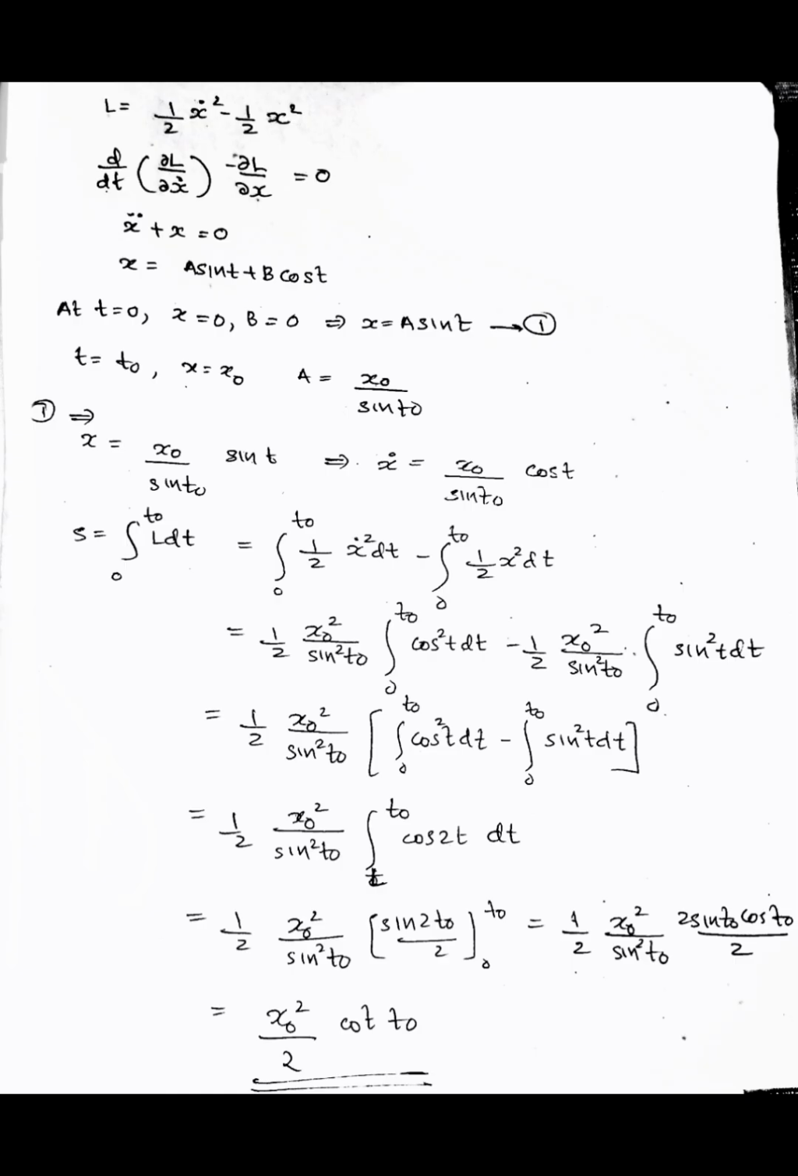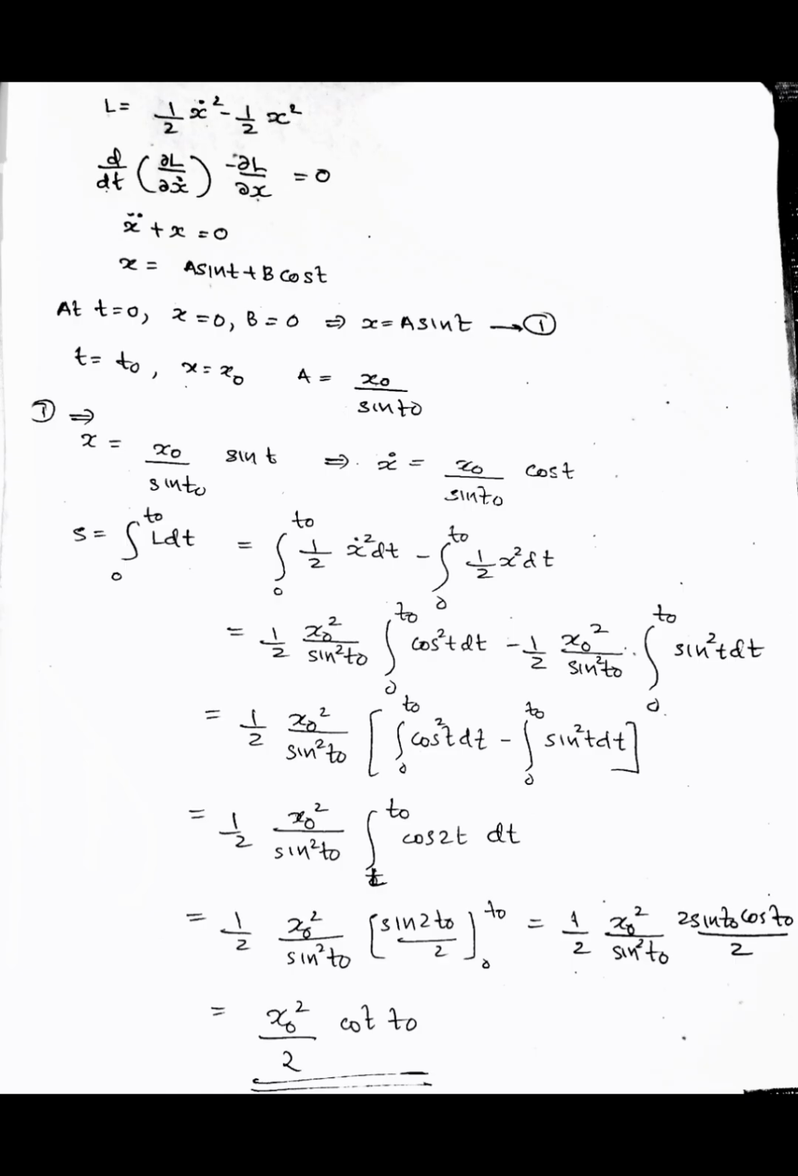This is equal to half x naught square by sin square t naught into the integral from 0 to t naught of cos 2t dt, that is half x naught square by sin square t naught into sin 2 t naught by 2, that is half x naught square by sin square t naught into 2 sin t naught cos t naught by 2, that is equal to x naught square by 2 cot t naught.